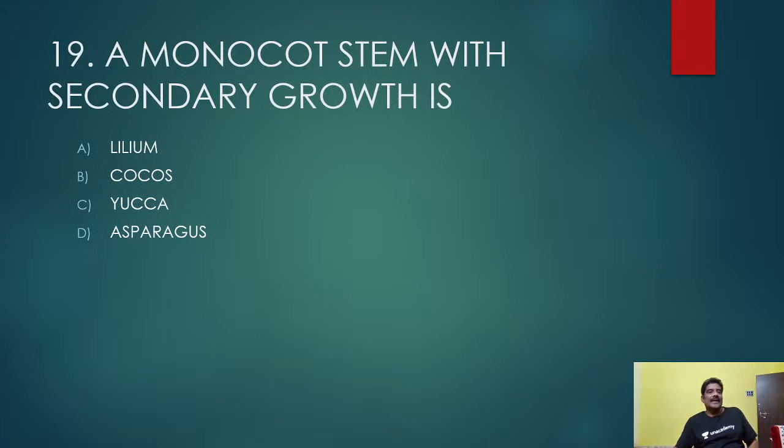A monocot stem with secondary growth is. Generally secondary growth is not seen in monocot stems. But in one of the following options, secondary growth is seen. This is what is called Yucca.